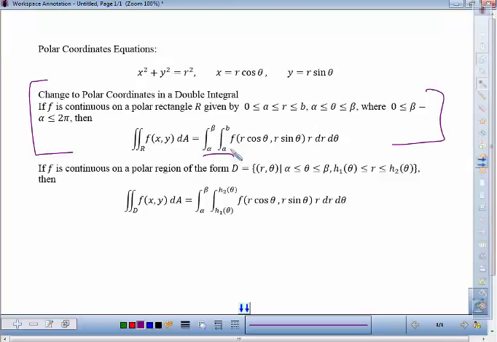But we're not necessarily just stuck there. It turns out that if we have a region that can be described better with polar coordinates, then we can still use the polar coordinate transformation even if the limits won't be constant. And we'll take a look at an example of this later.